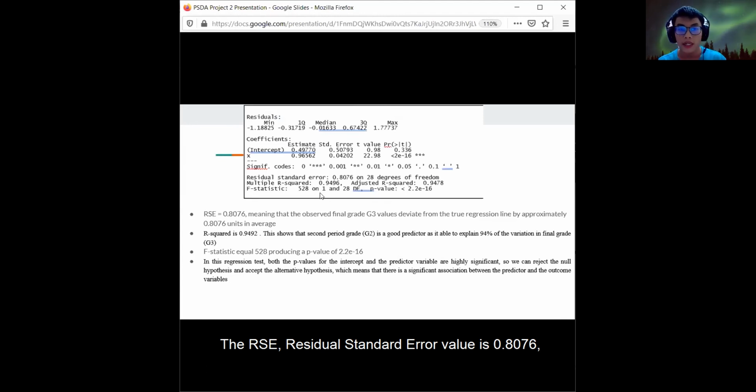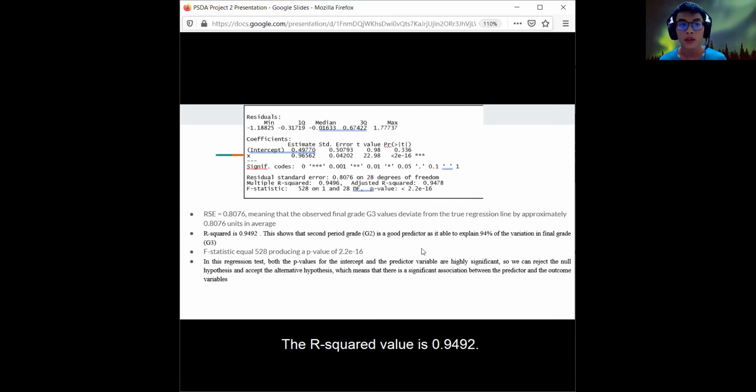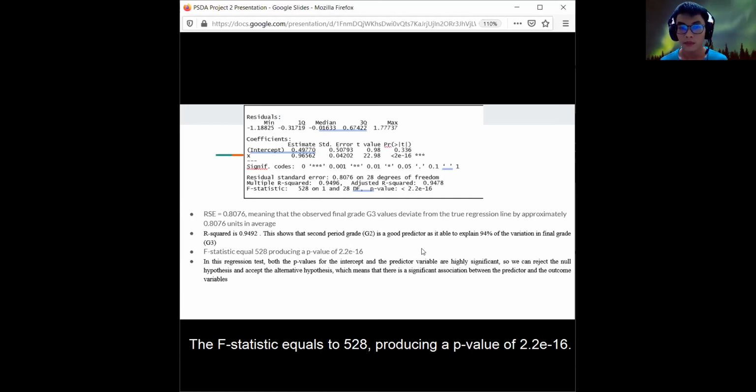The RSE, residual standard error, is 0.8076, meaning that the observed final grade G3 values deviate from the true regression line by approximately 0.8076 unit on average. The R-square value is 0.9492. This shows that the second period grade G2 is a good predictor as it is able to explain 94% of the variation in final grade G3.